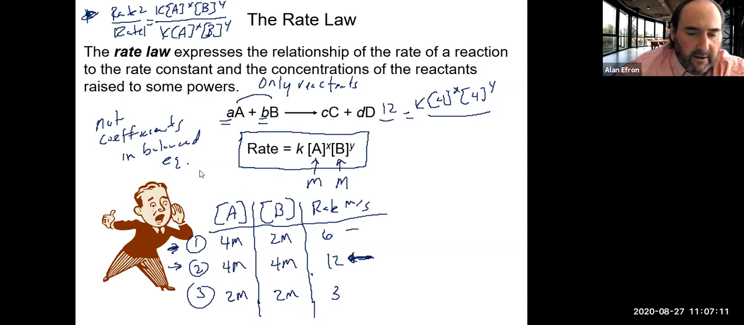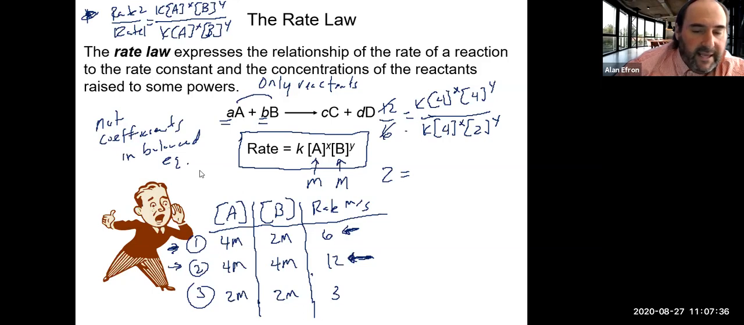Now I'm going to take all the information from the first entry and put it on the bottom, which means that is 6, and that is K. My A for that guy is 4 to the X, and my B for that guy is 2 to the Y. So here I'm going to do some math. When I divide 12 divided by 6, that hopefully is 2.